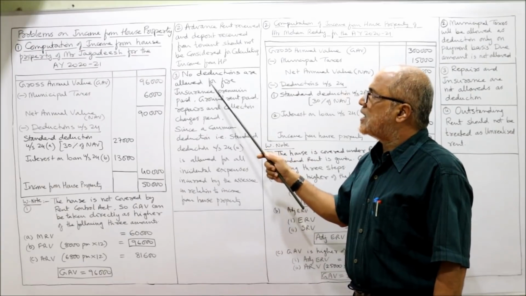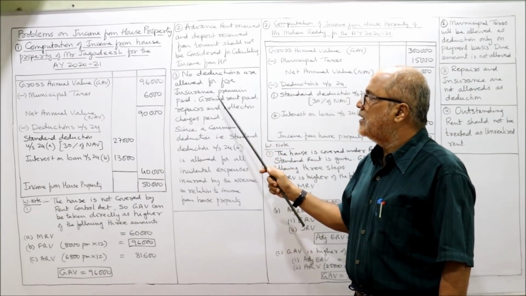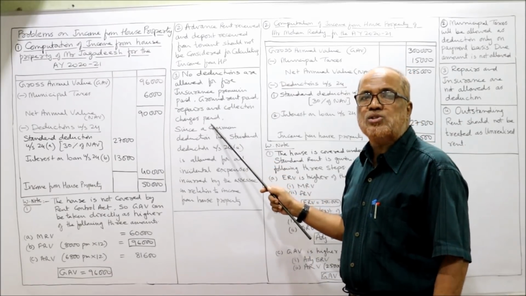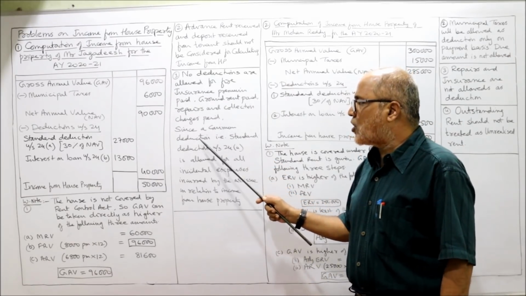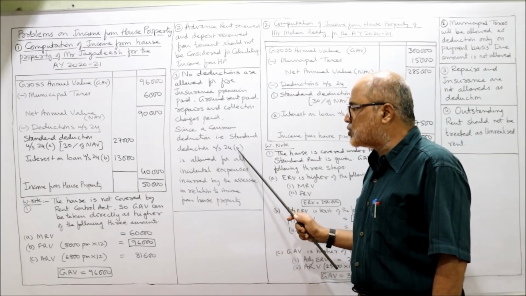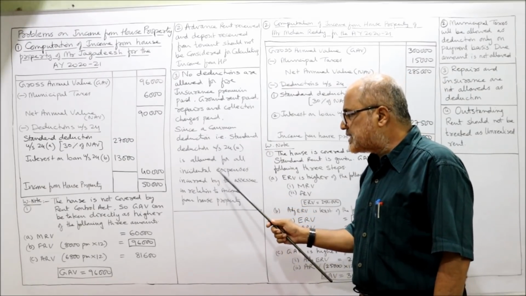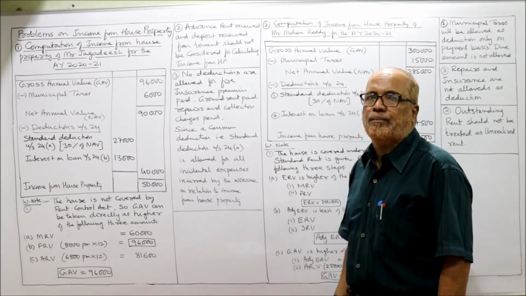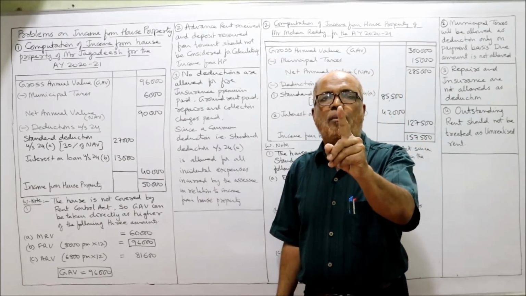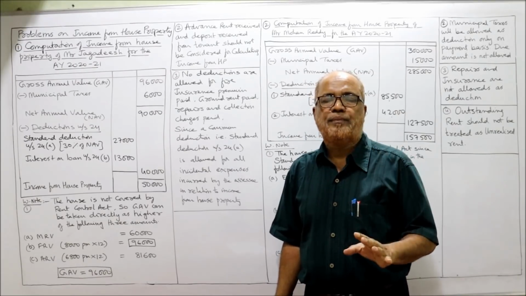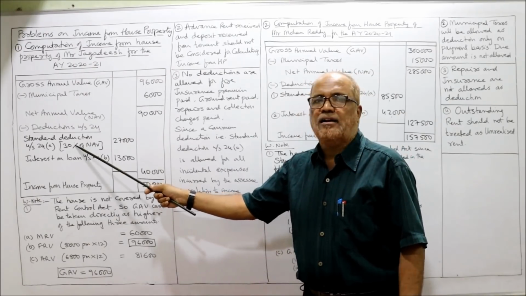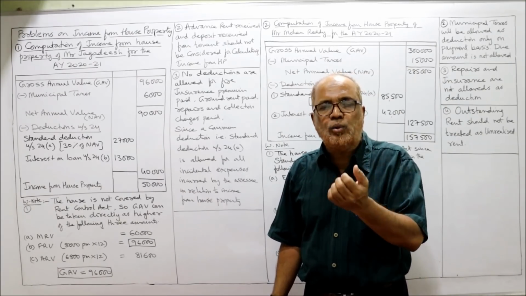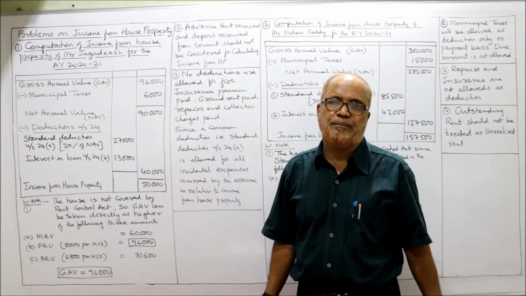Secondly, no deductions are allowed for fire insurance premium paid, ground rent paid, repairs and collection charges paid. These expenses will not be allowed as a deduction, since a common deduction, that is the standard deduction under section 24A, is allowed for all incidental expenses incurred by the assessee in relation to income from house property. So the Income Tax Act says one common deduction we are allowing. That common deduction is the standard deduction for meeting all expenses incidental to income from house property.